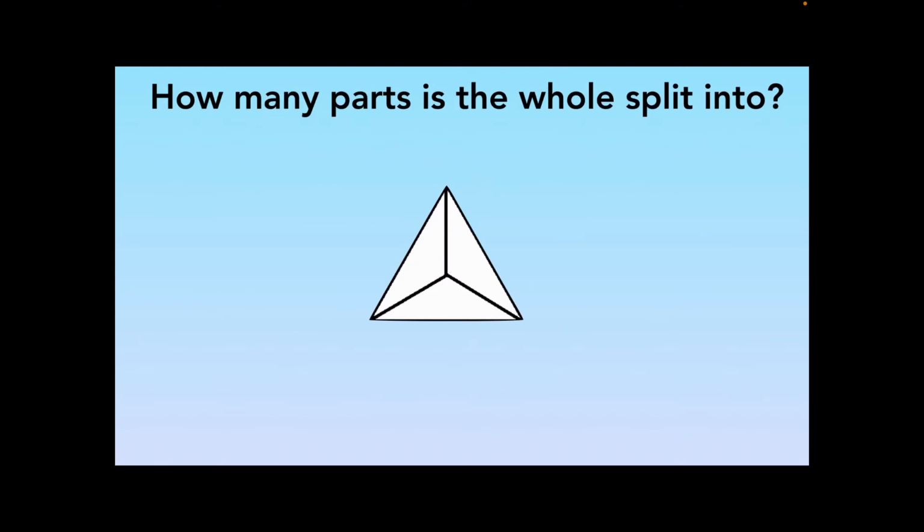Let's look at that in numerical fraction form. We're going to shade one part, so we have 1 as the numerator, then we draw our line, and we have 3 equal parts in total, so the denominator is 3.